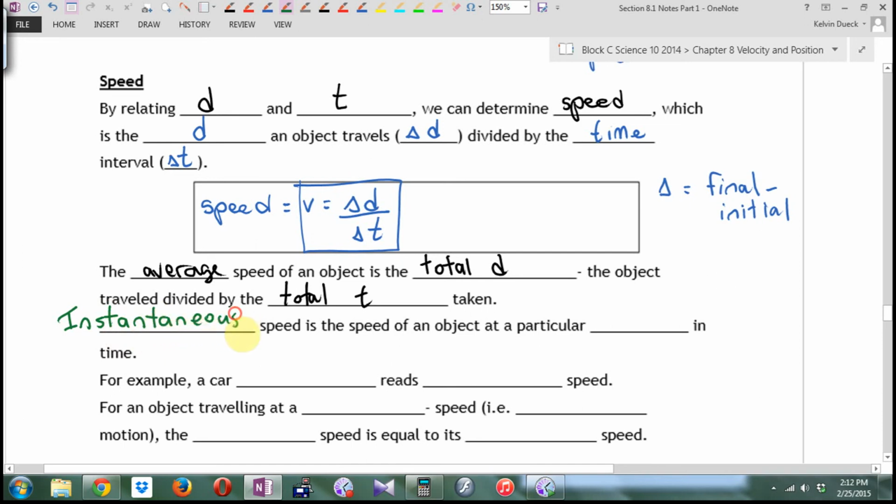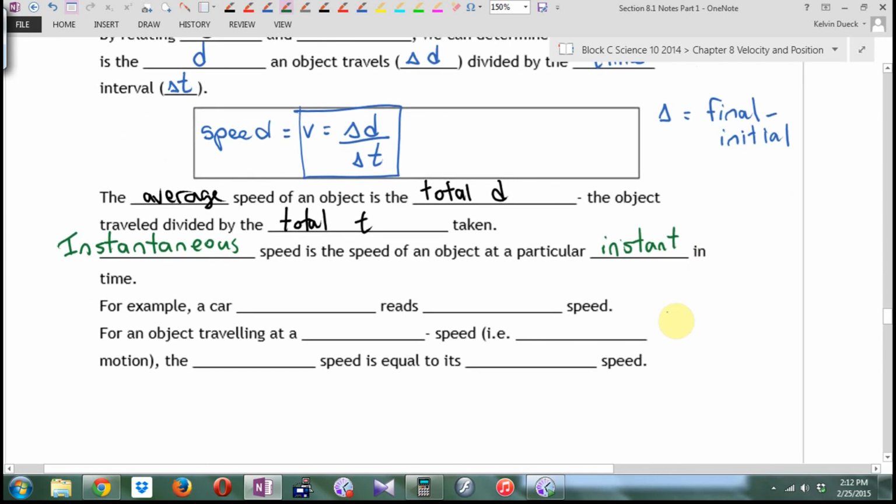Instantaneous speed, speedometer speed. That's the speed of an object at a very specific instant or point in time. For example, what reads instantaneous speed? What did I say? Speedometer.